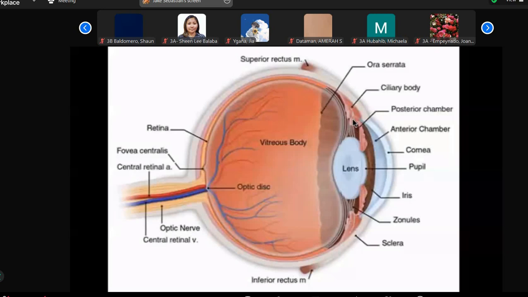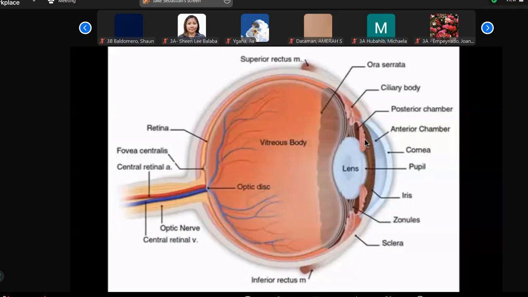So the aqueous is produced by the ciliary body, exits the ciliary body to the posterior chamber, then it exits through the pupil, goes into the anterior chamber, and then it exits the anterior chamber via the trabecular meshwork around the angle of the cornea. So the angle of the cornea is found 360 degrees. So it is round here. The angle is between this junction, the iris insertion and the cornea. So that's where the aqueous exits.